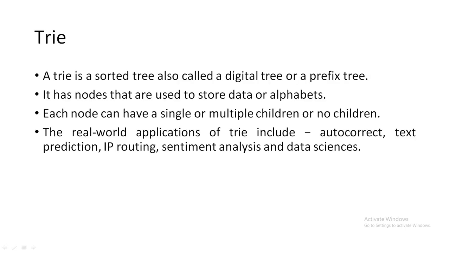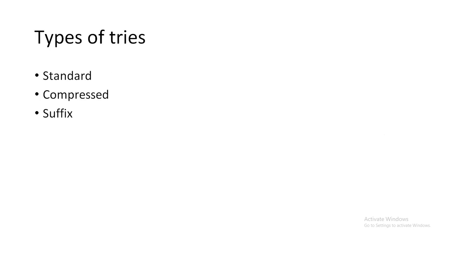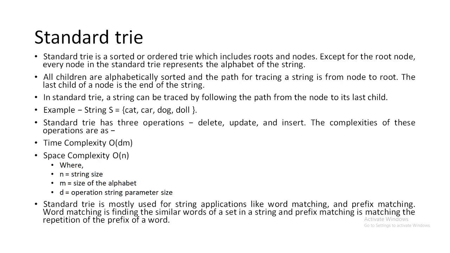Tries. Trie means a sorted tree, which is also called a digital tree or a prefix tree. The nodes are alphabets. Each node has multiple, a single, or no children at all. Real-time examples are text prediction, IP routing, and sentiment analysis. Standard, compressed, and suffix are the types of tries.